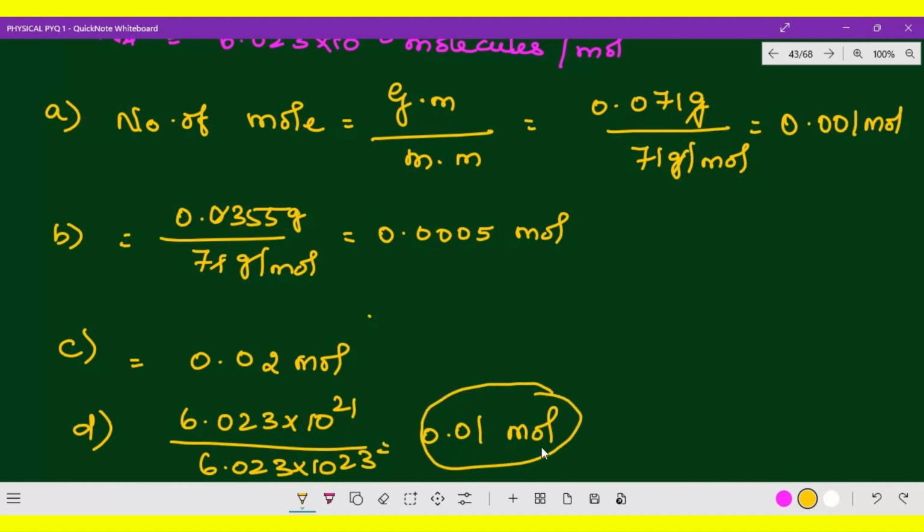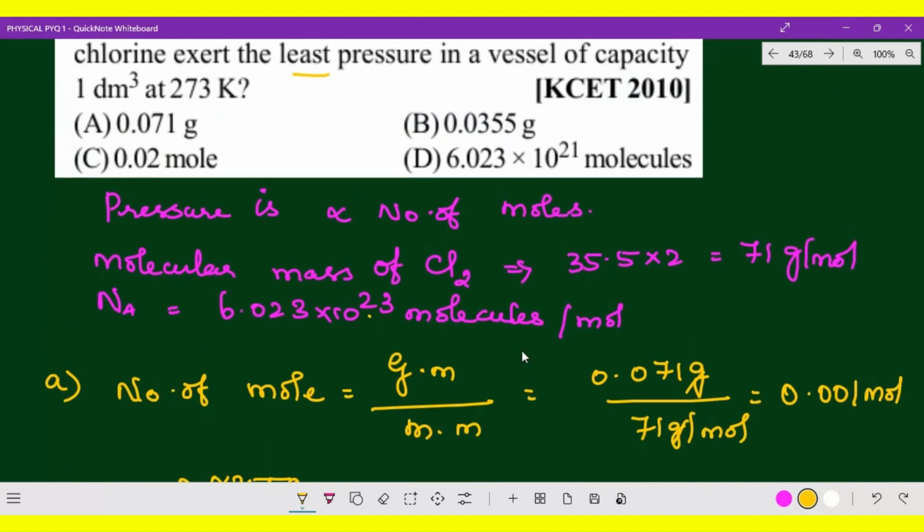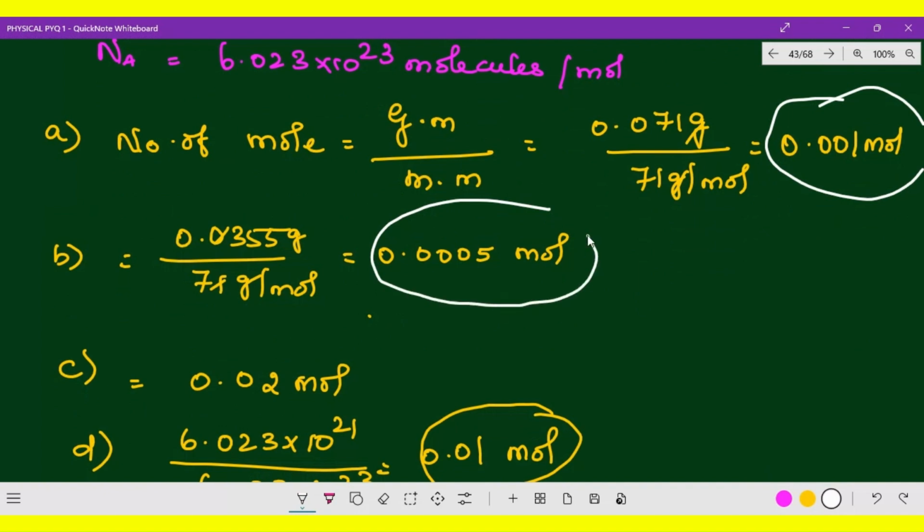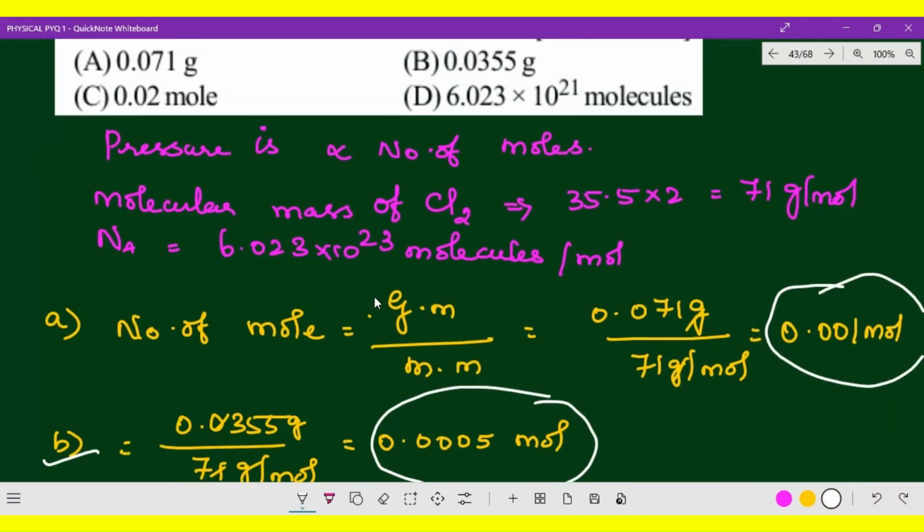So which is the least number? They are asking about least pressure, right? So least pressure only they are asking. So option A is 0.01, option B 0.0005, option C is 0.02 mole, option D is 0.01. Now directly your eyes will fall on option B, that is 0.0005. Yes, I hope you got the clarity how to identify.